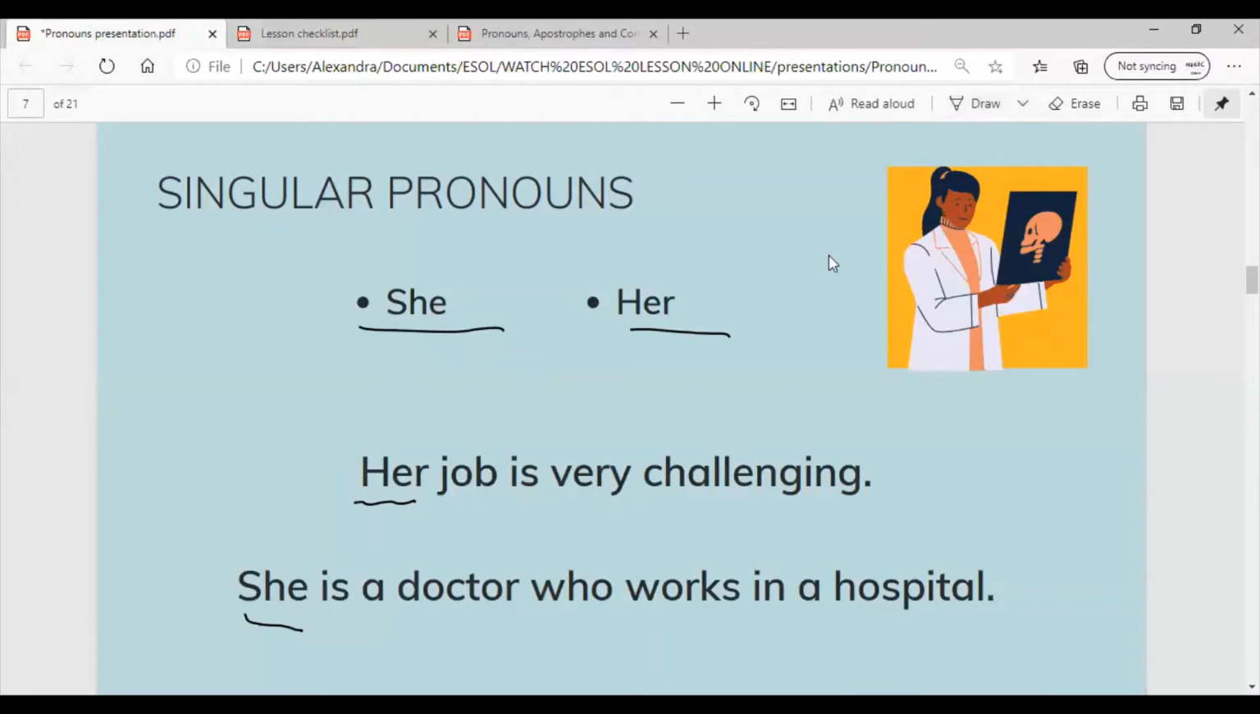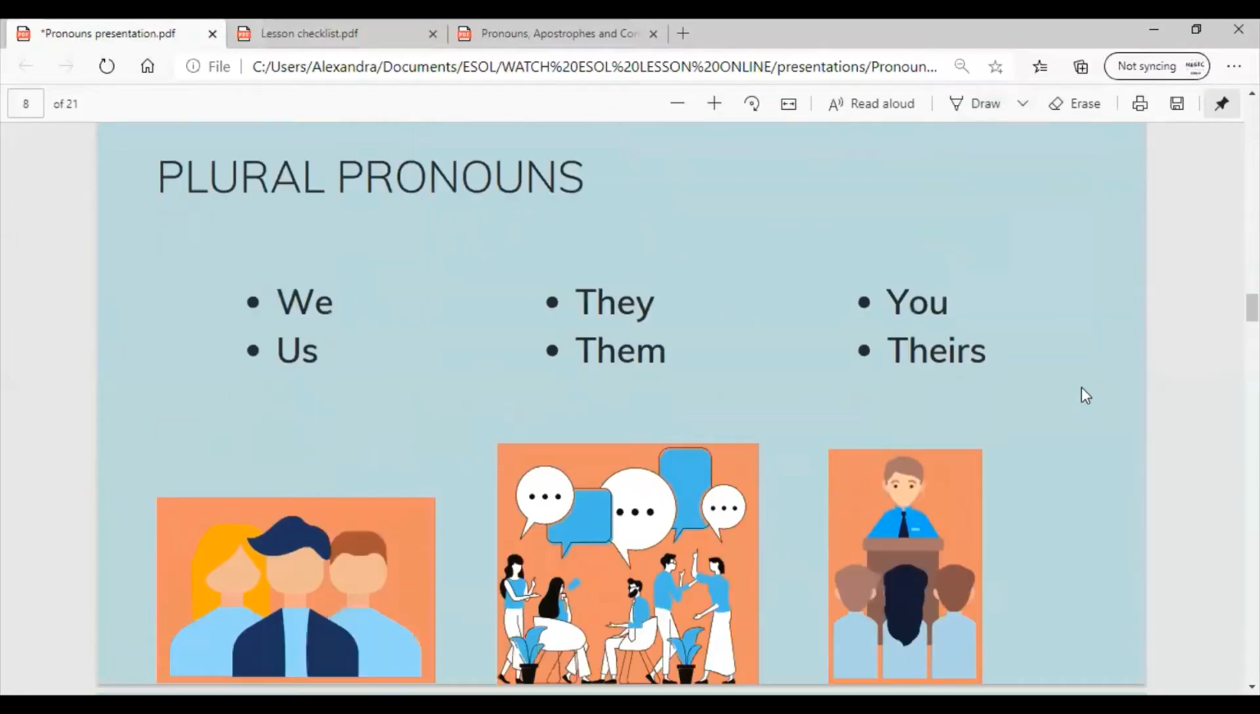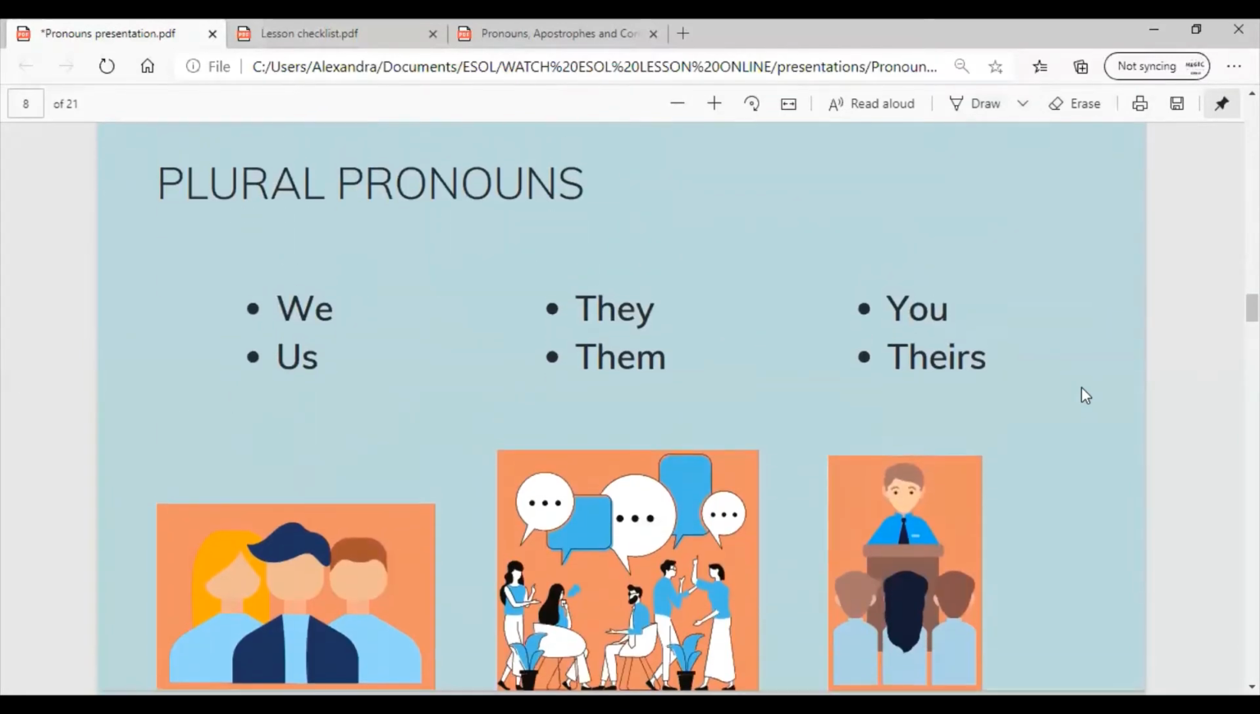You've got to be really careful not to mix up she and he and I. You've got to make sure it matches the nouns and the flow of your sentence. Okay, so in the way that we had singular and plural nouns, we've also got singular pronouns, and we've also got plural pronouns. So the plural tells us about a group of people or a group of things, more than one.